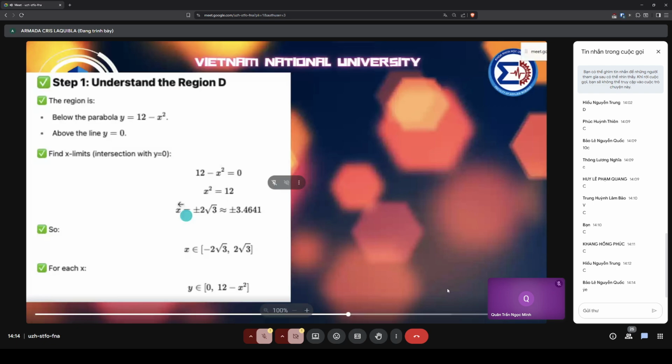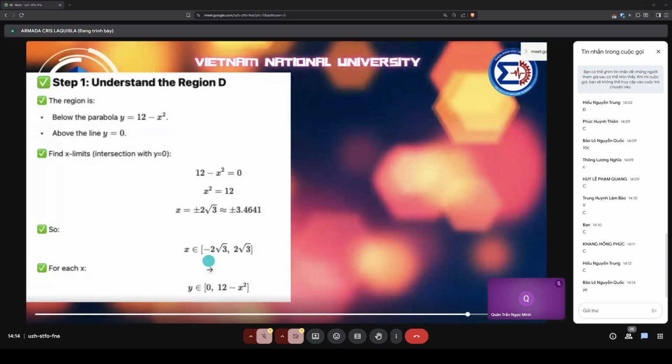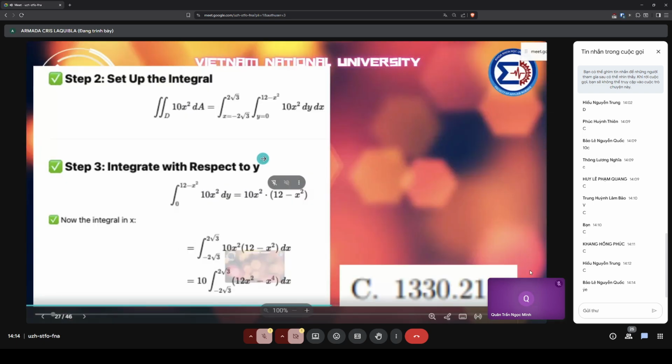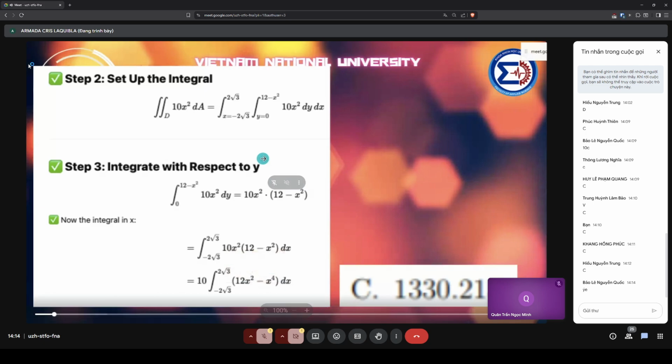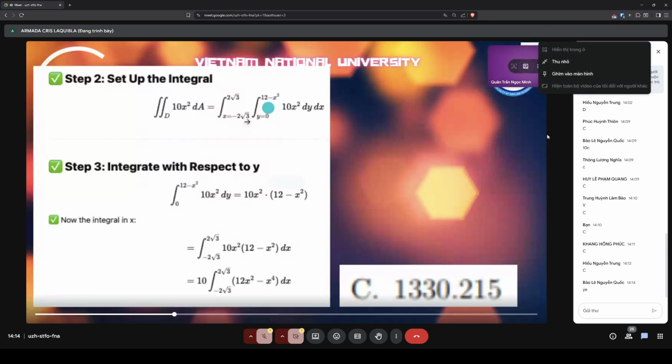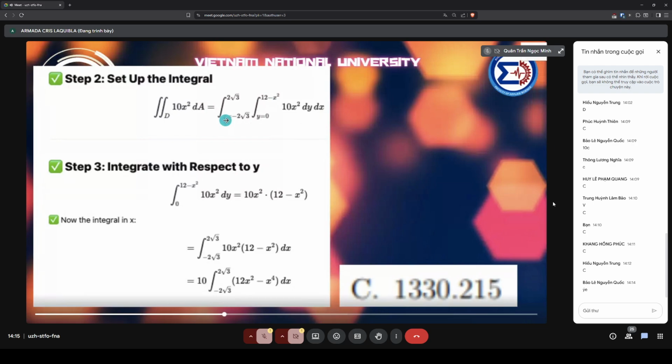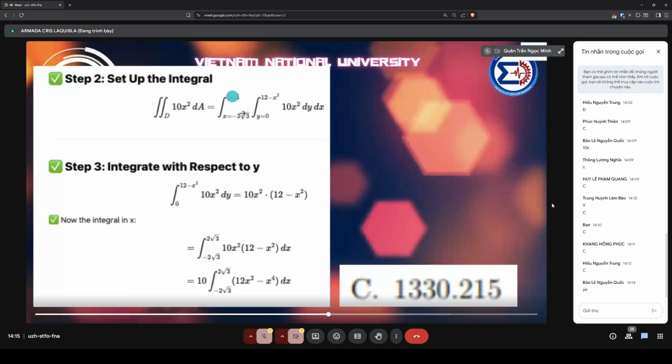Now for your y, it's from 0 to 12 minus x squared. And you have 10x squared, your dA becomes dy dx, and your y is bounded from 0 to 12 minus x squared. And your x is the last integral, the outer integral from negative 2 square root of 3 to 2 square root of 3. Again, you can use negative square root of 12 to square root of 12.